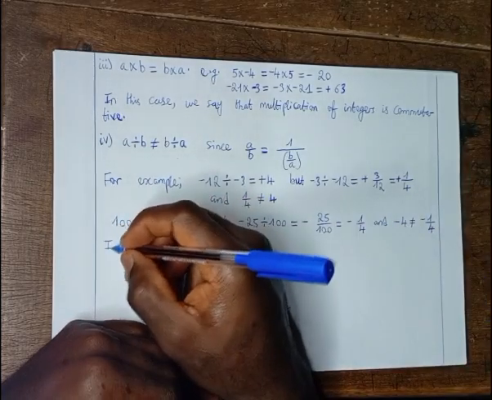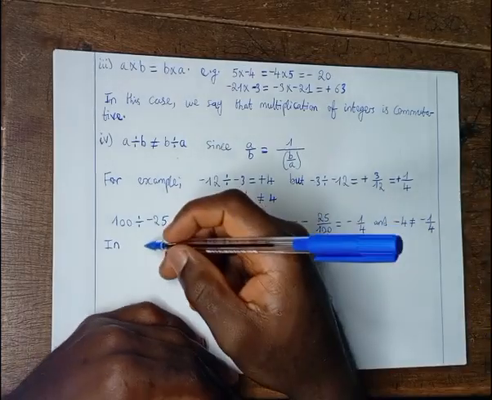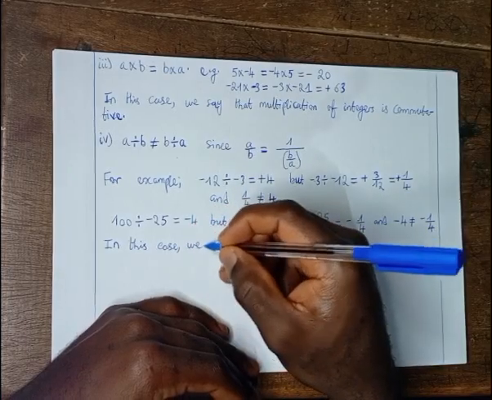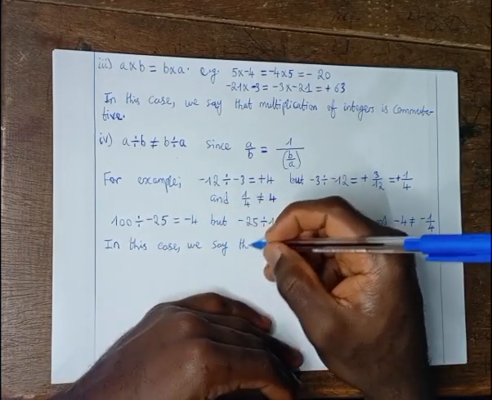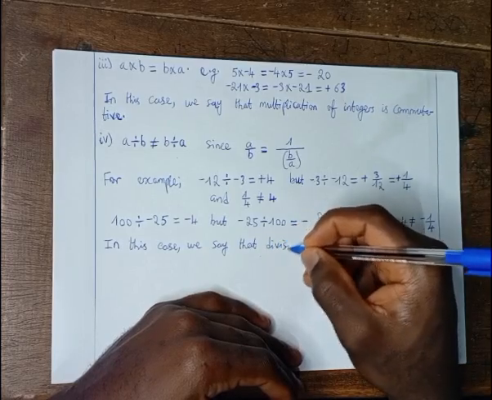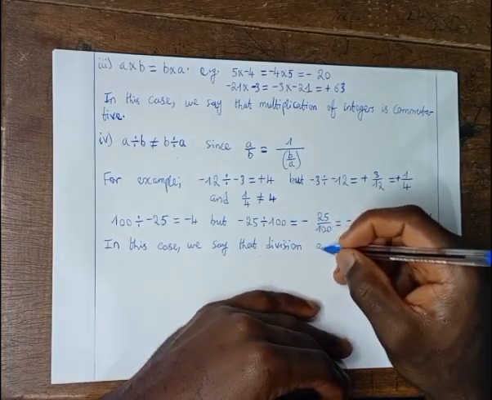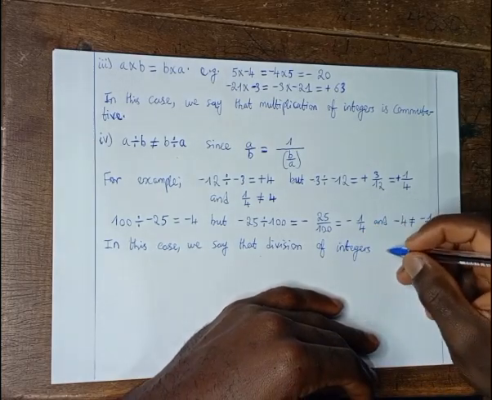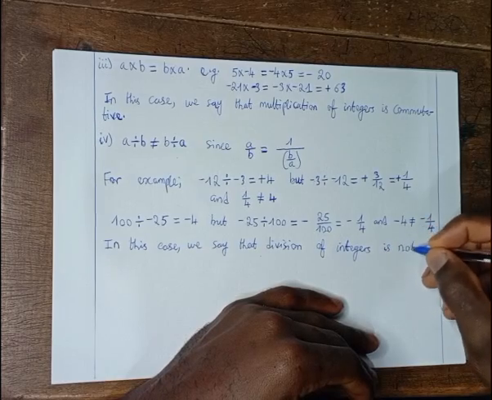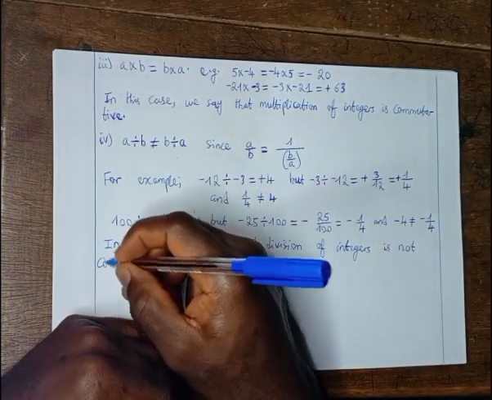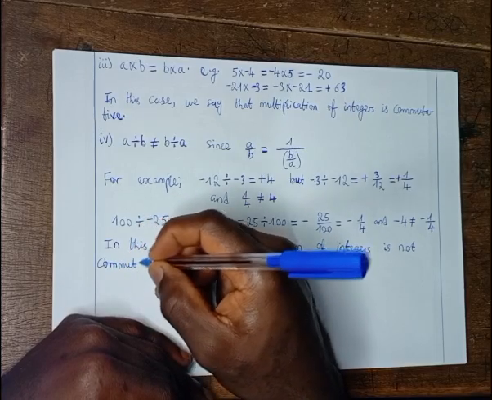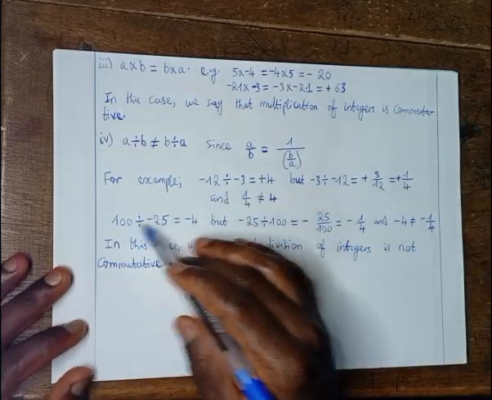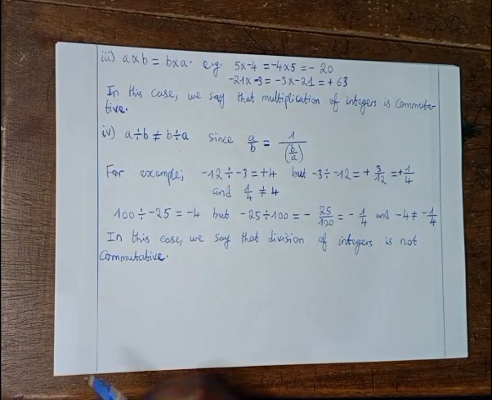So in this case, since the results are not the same when you change the order, we say that division of integers is not commutative, since when we change the order of the numbers and then divide, the results are not the same.